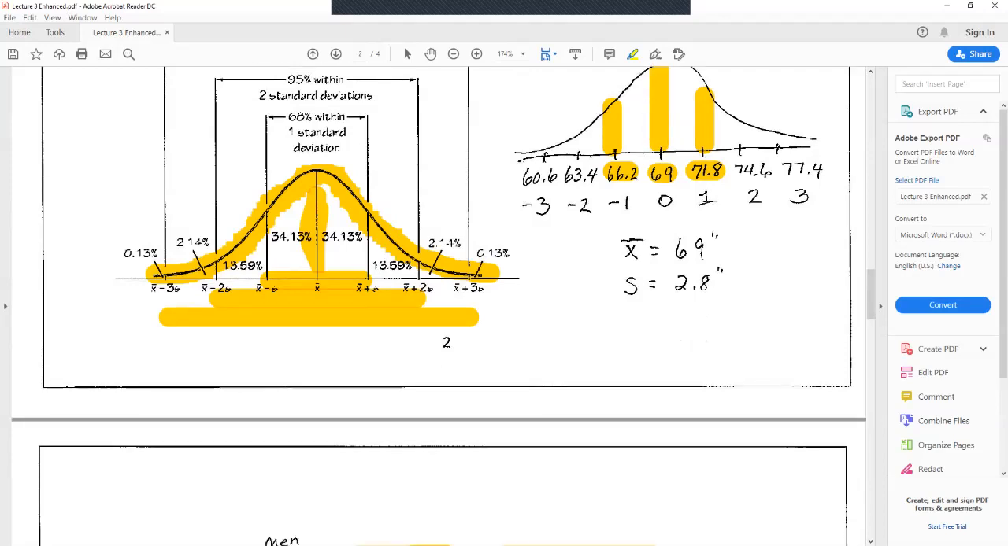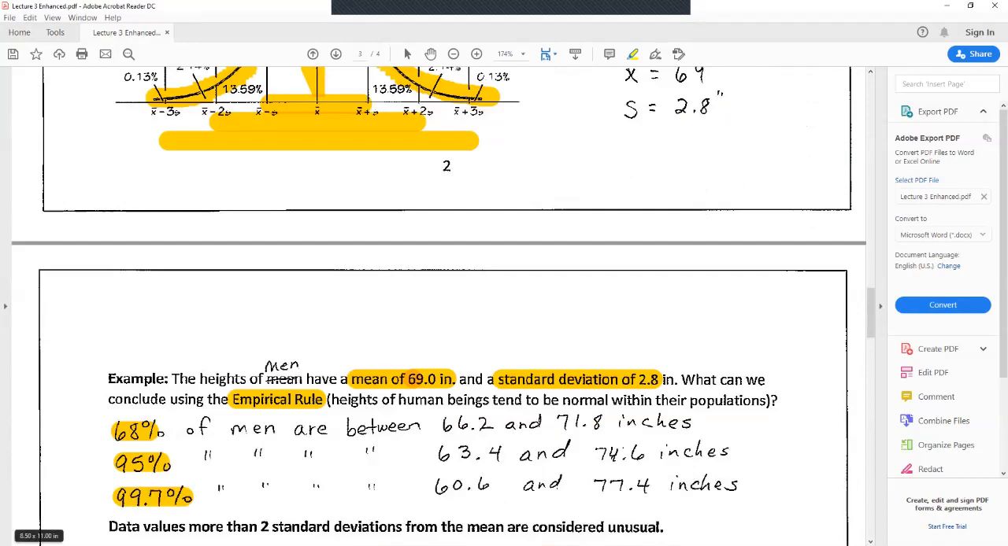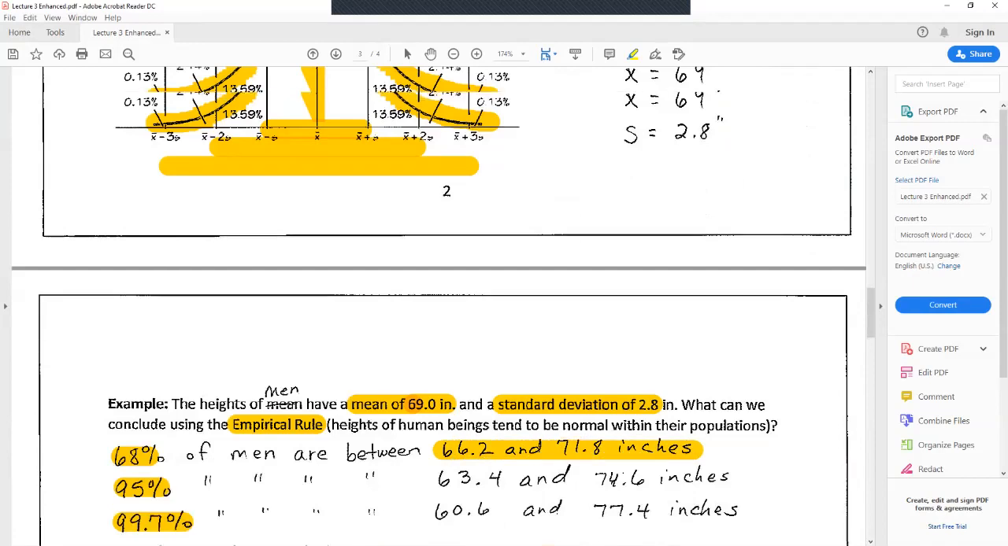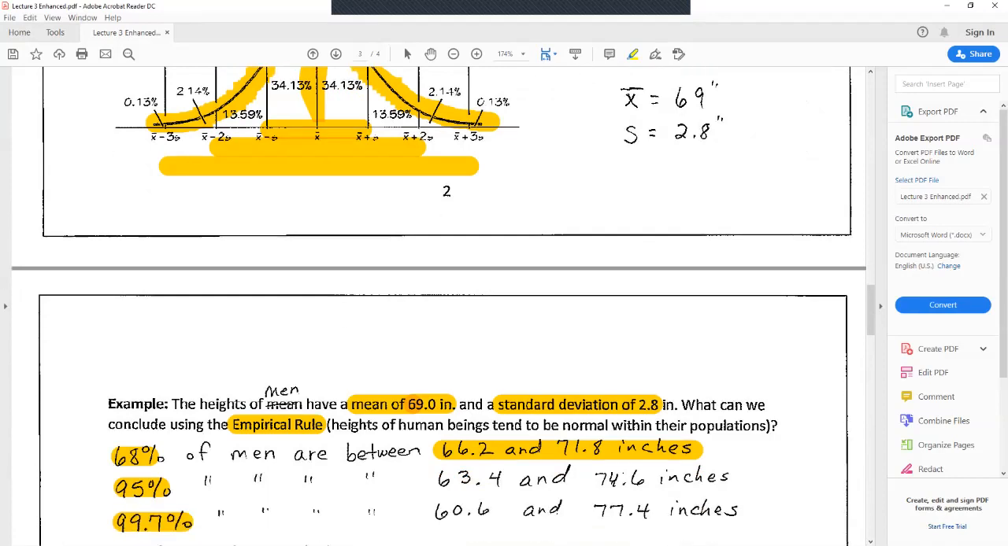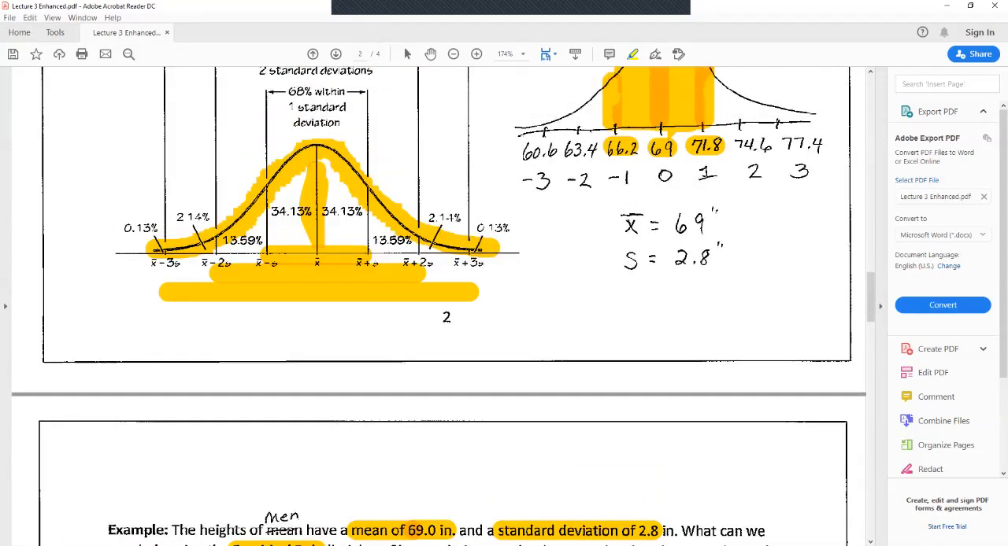So that means that 68% of the men are between 66.2 and 71.8 inches, right? 68% of the men, assuming the heights are normally distributed, are going to be in this area here. I apologize for the crude artistic work here, but that's the best I can do with what I have at the moment. So let me put a 1 here. That means this is 1 standard deviation above the mean. This is 1 standard deviation below the mean.